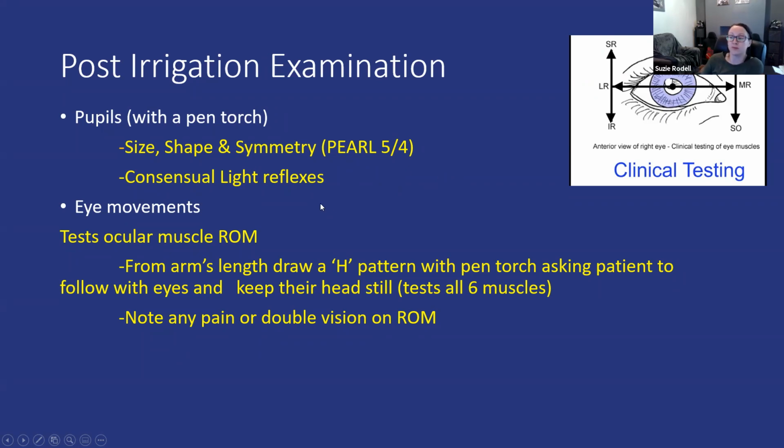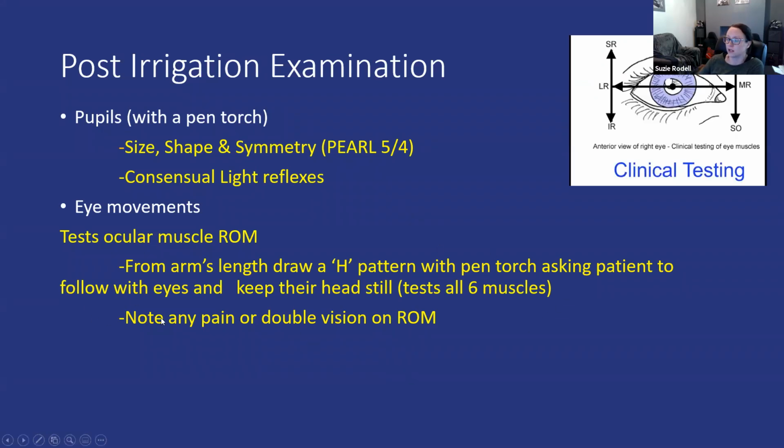Eye movement, so I proceed then, the things that I can do while the patient is sitting comfortably. I test the range of movement of the eye. As we mentioned earlier, there are 6 muscles, and from arm's length, if you draw an H pattern with a pen torch, asking them to follow with their eyes and keep their head still, then the patient will follow up, down, left, right, and across the center.